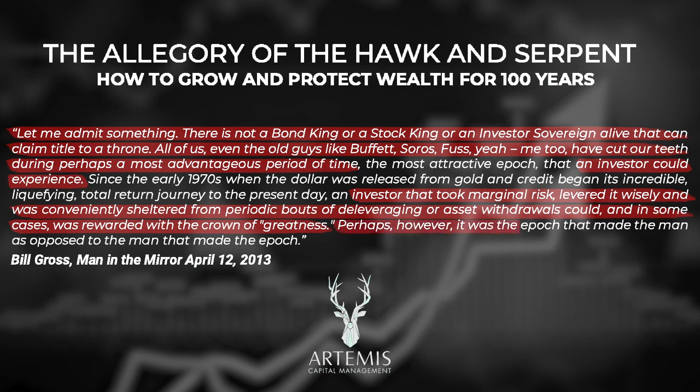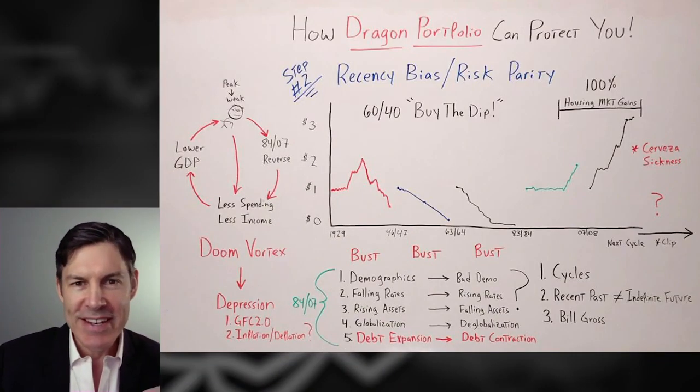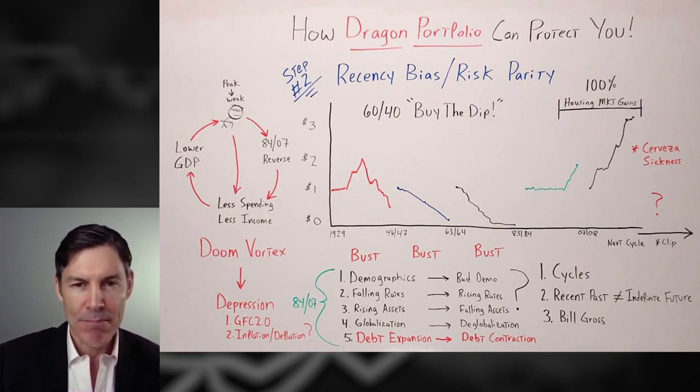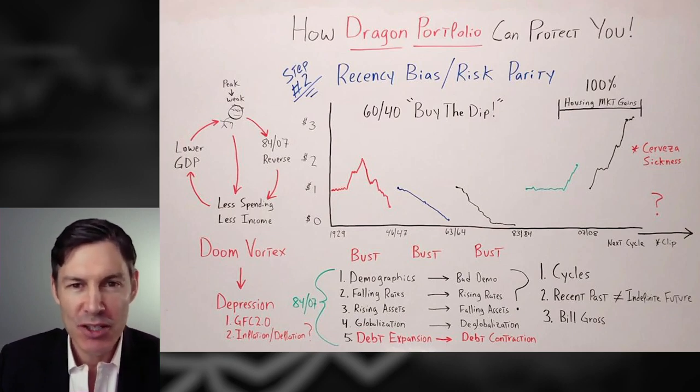Perhaps, however, it was the epic that made the man as opposed to the man that made the epic. In other words, were the greats that 99% of the investing public tried to emulate actually great? Or were they just at the right place at the right time? I'll let you be the judge.